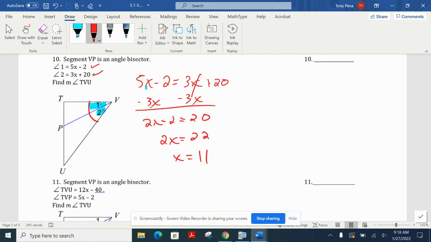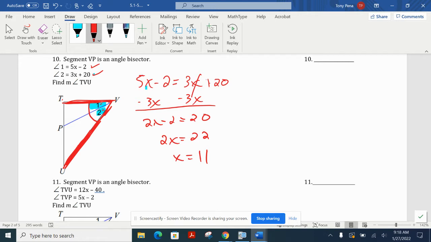Then answer the question. So we hopefully get x to be 11. Know what angle we're looking for: TVU, similar to the one we did on the front page. TVU is the big overall angle, so it's really angle 1 and angle 2 added together.